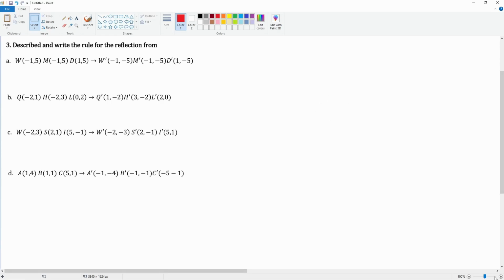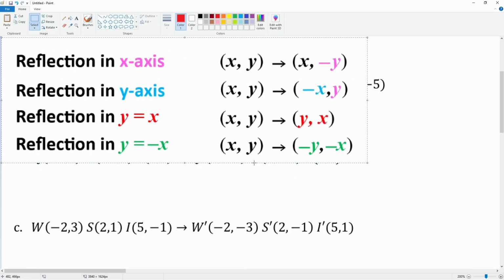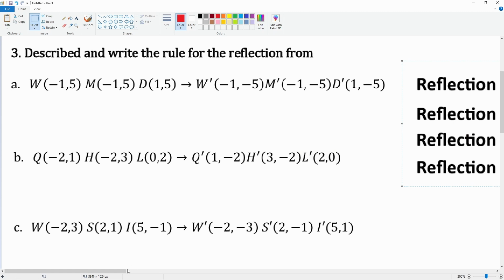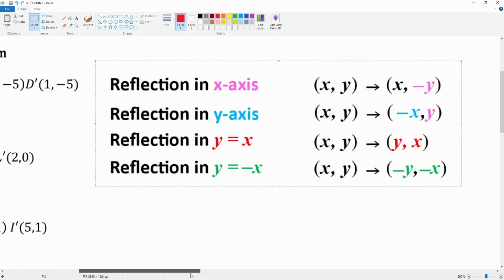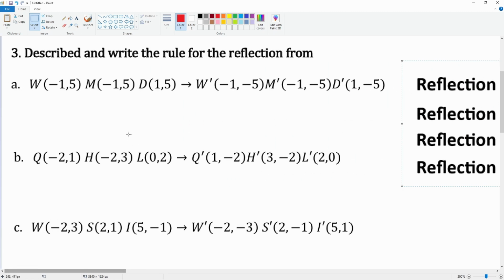All right, here we have number 3. We're going to describe and write the rule for the reflection. Here are all the rules here for reference. So let's just grab one of them. Okay, we have W.